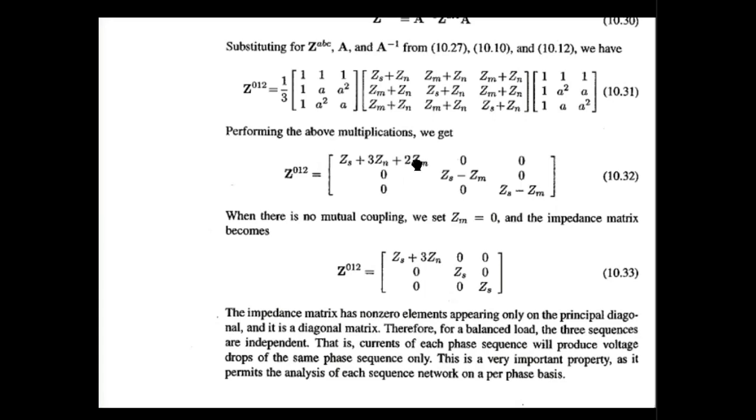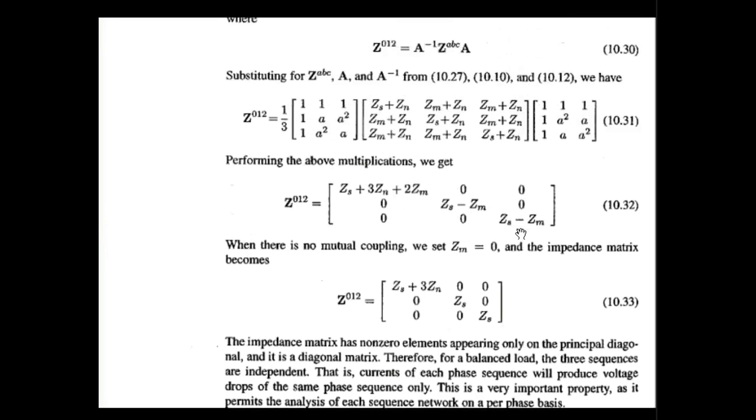Sir, one small question. When we find the three values Z0, Z1, Z2 from the Z012 matrix, they are for the balanced load, right? Yes. Okay, I understand. So we have the matrix now in our hand.